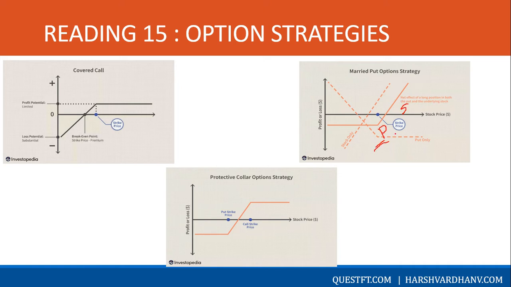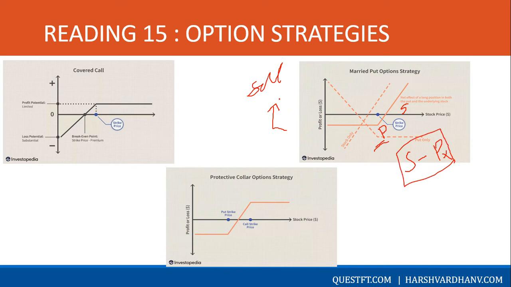So if the stock goes to this level, you will deliver the stock, or you will sell the stock at this level. So your maximum loss will be S minus P, or the strike at which you have sold the put. This is the maximum loss.